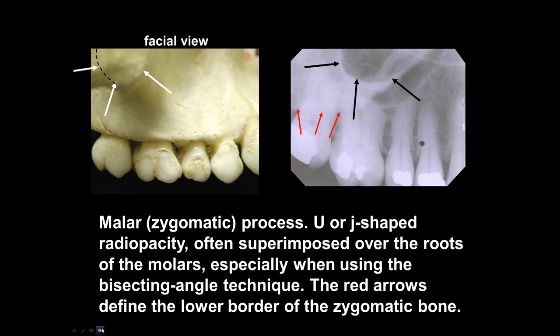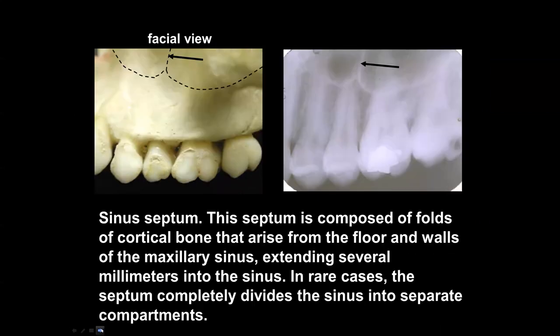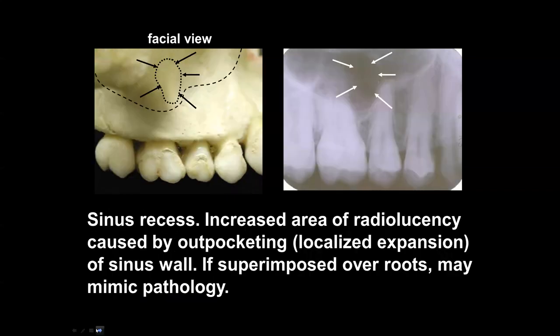In this diagram, you can see the floor of the maxillary sinus, indicated by the black dotted lines, and the black arrow shows the sinus septum. And in this radiograph, the maxillary sinus itself is a radiolucency, and within it you have a blacker radiolucency, which is the sinus septum.